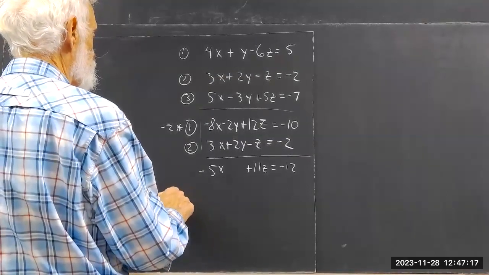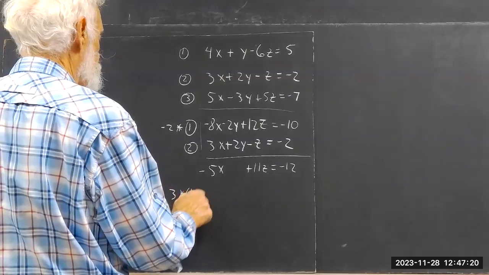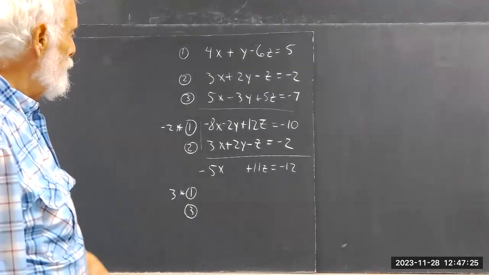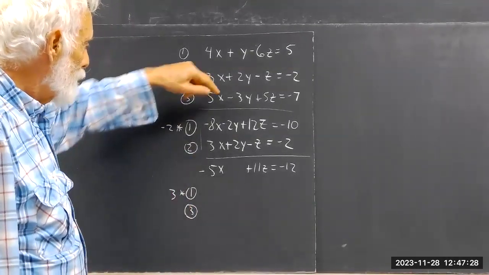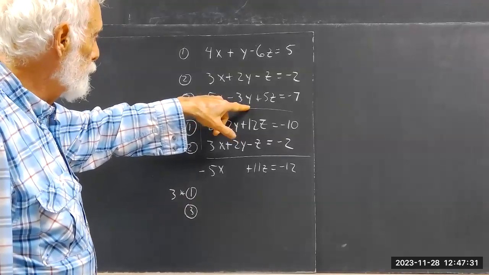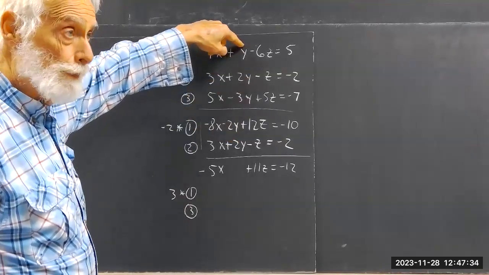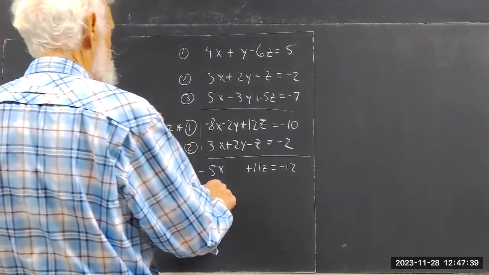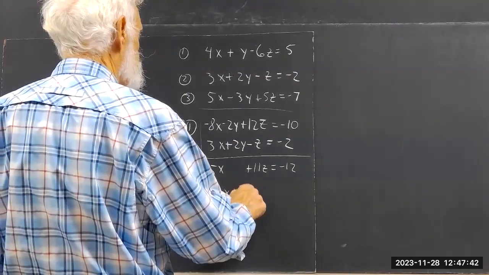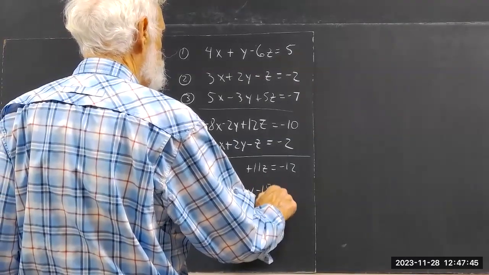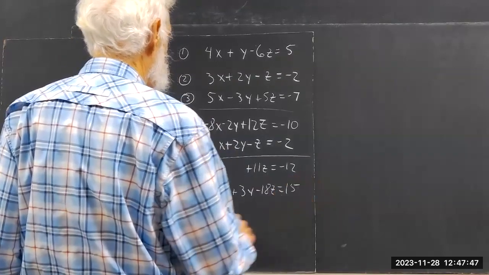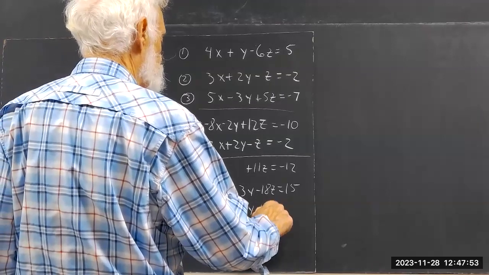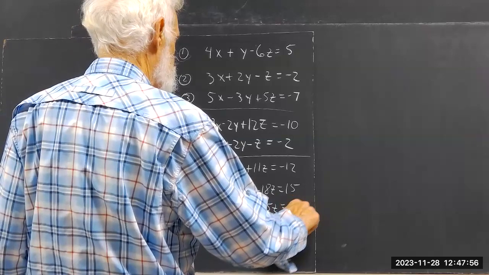And we're going to do 3 times equation 1 with equation 3. This 3, here's equation 3, it's got a -3y. To match up the y's, I'm going to have a 3y up here. So we're going to have to multiply this whole equation by 3, and we get 12x plus 3y minus 18z equals 15. And down here we get 5x minus 3y plus 5z equals -7.